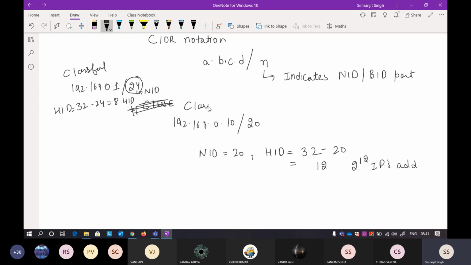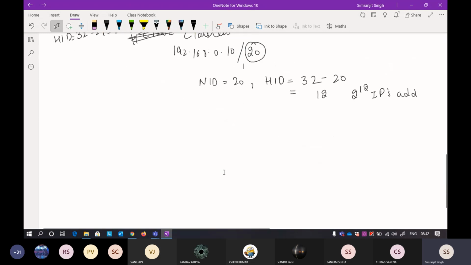in classless, we do not worry about any class. It is classless. You just have to worry about this part. If this part is given to you, you can always find out what the addresses are. Now the main question is, how can you form a CIDR block?